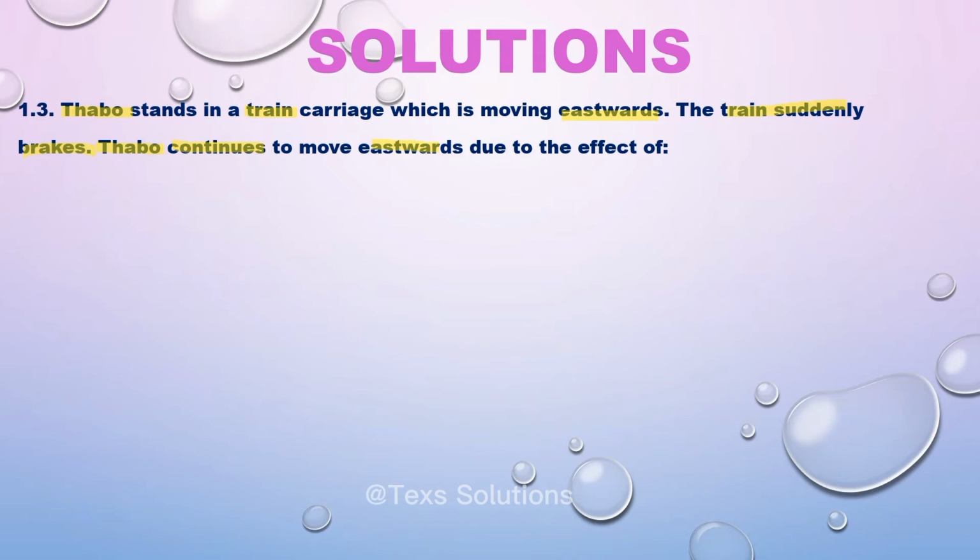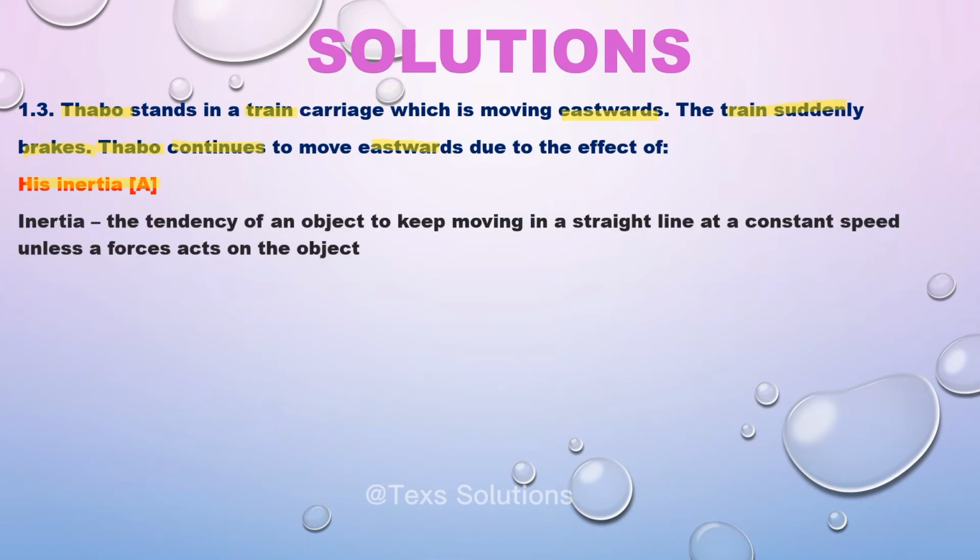This is due to the effect of which motion? It is due to the effect of what is known as his inertia, and that is why the answer here should have been A. What is inertia? It is the tendency of an object to continue to move in a straight line at a constant speed unless a force acts on the object.